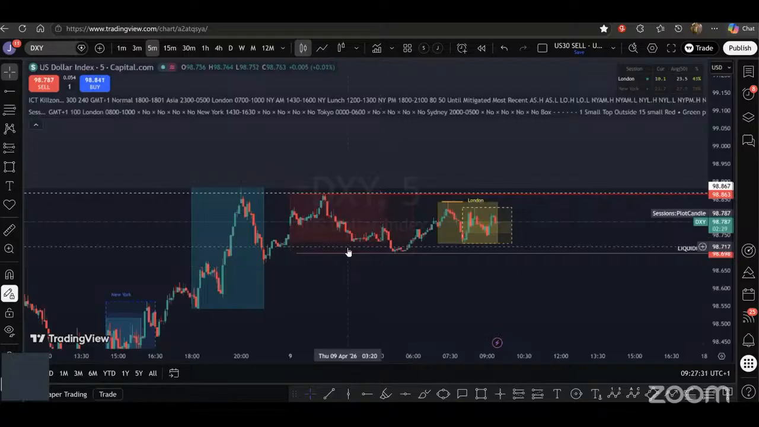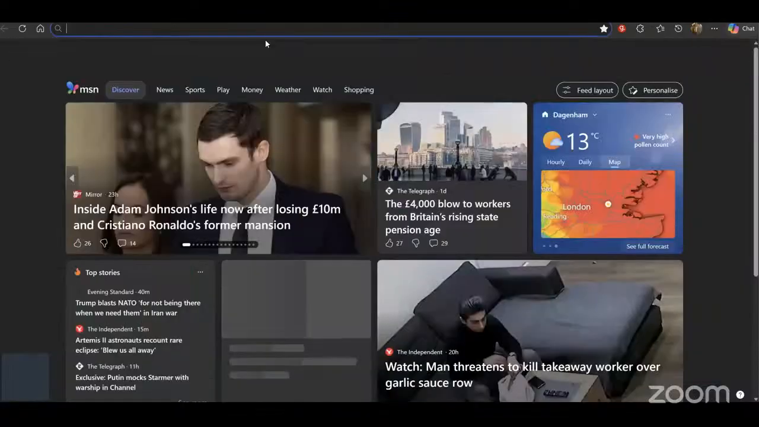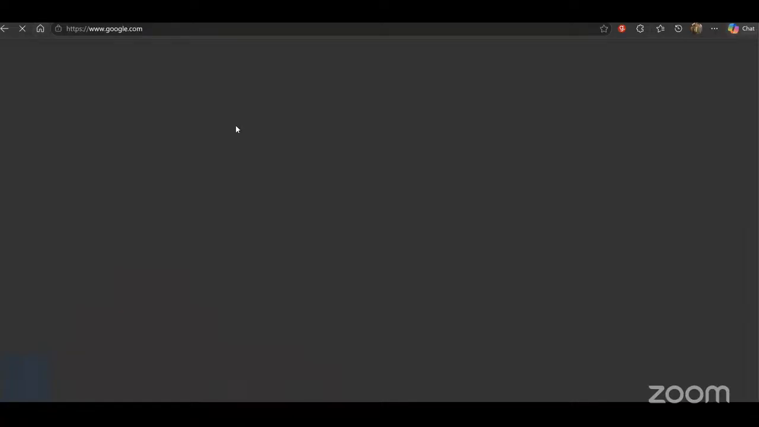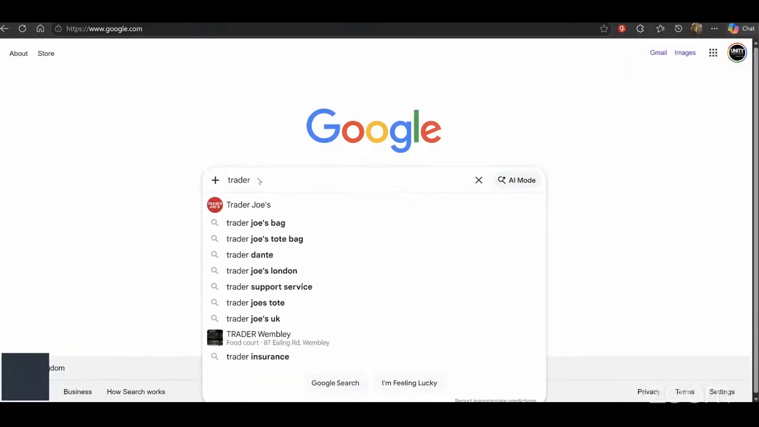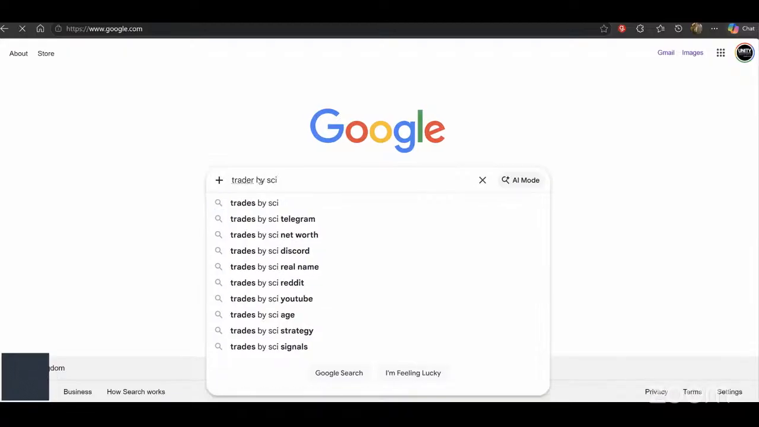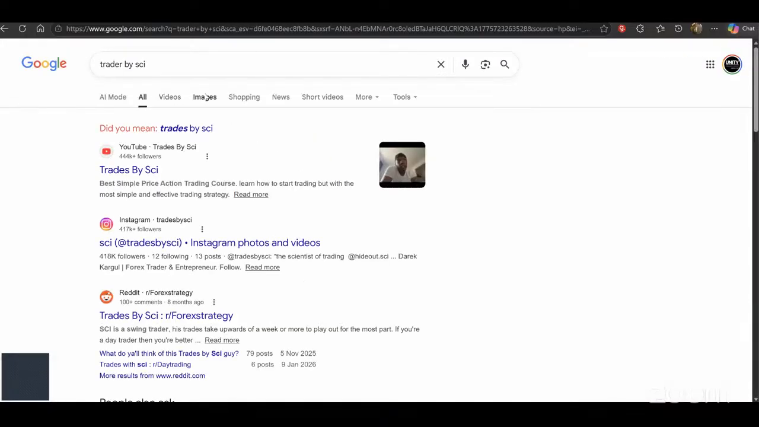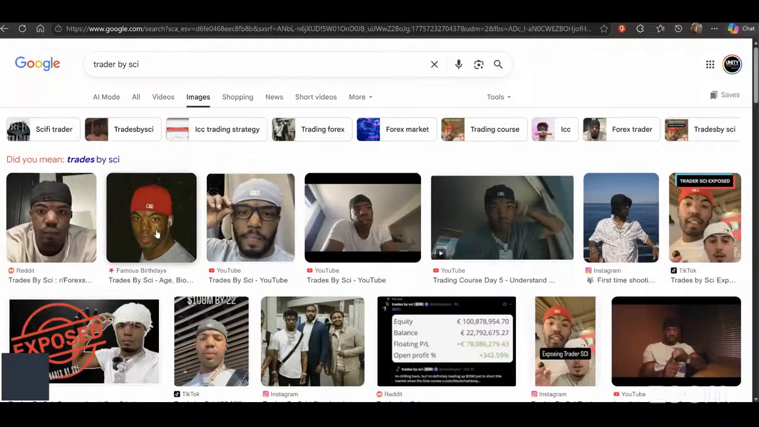For example, there is a trader, and his name is Trader by Sai, I think. I'll show you who he is. I don't know if you guys have seen him, he's got tattoos on his face. Has anybody ever seen this guy? He's a trader. Has anyone seen this guy? He's got a big chain, sorry, he's saying NASDAQ.